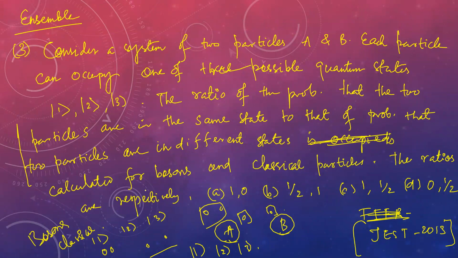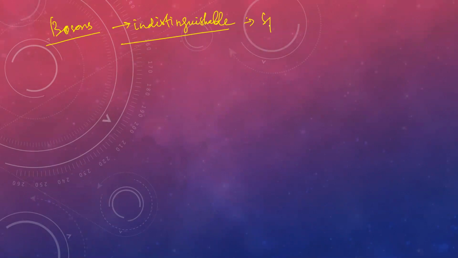First of all, we need to understand what is a boson, what is a classical particle. Bosons are indistinguishable, right? All quantum particles are indistinguishable. Bosons are indistinguishable particles with integral spin. Fermions have half integral spin. Bosons have integral spin. Spin means 0, 1, 2, 3, etc.